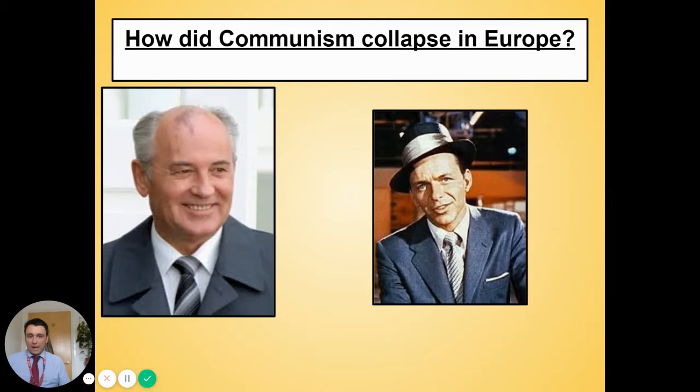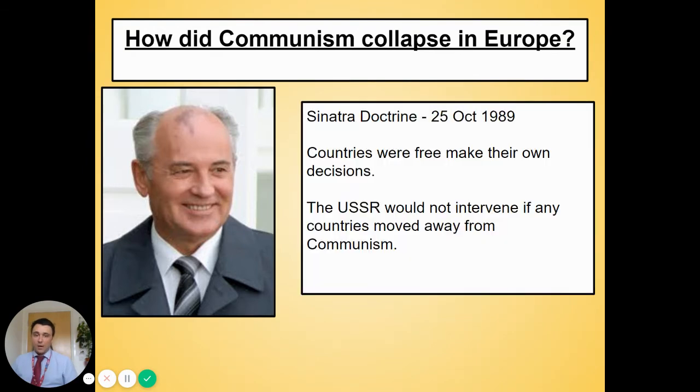Now, Gorbachev was aware of this, and Gorbachev's government had come up with a new doctrine. But it's quite typical of this change in policy that Gorbachev didn't name this after himself, but the government named it after Frank Sinatra, pictured here on the right, who was a famous American singer at the time. And Sinatra came up with a song called My Way, which promoted independence, people doing what they wanted to do. Well, the Sinatra Doctrine on the 20th of October 1989 said that countries were free to make their own decisions, that the USSR would not intervene if any countries moved away from communism now. It was their call. And as you can imagine, the people in the satellite states now wanted communism gone.